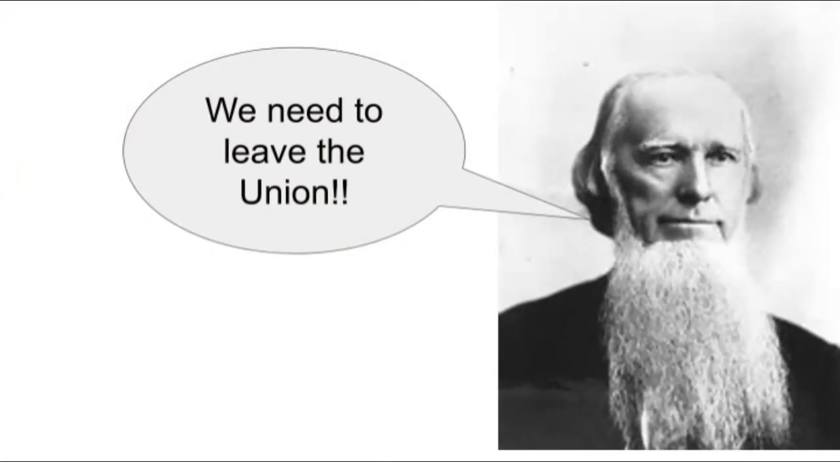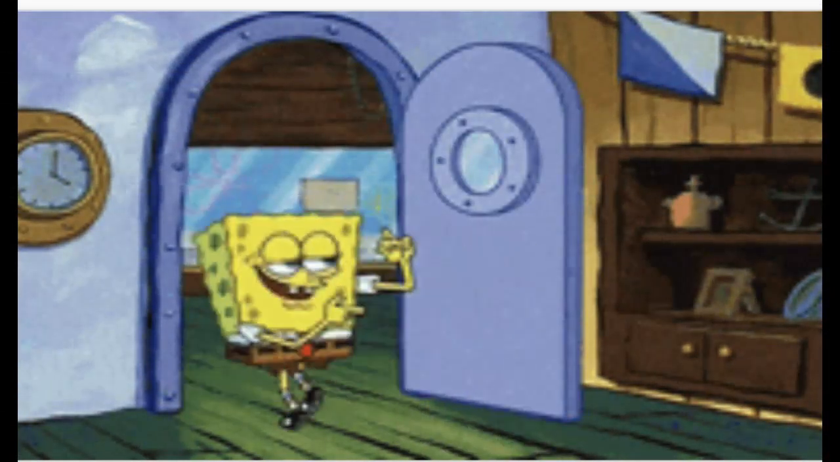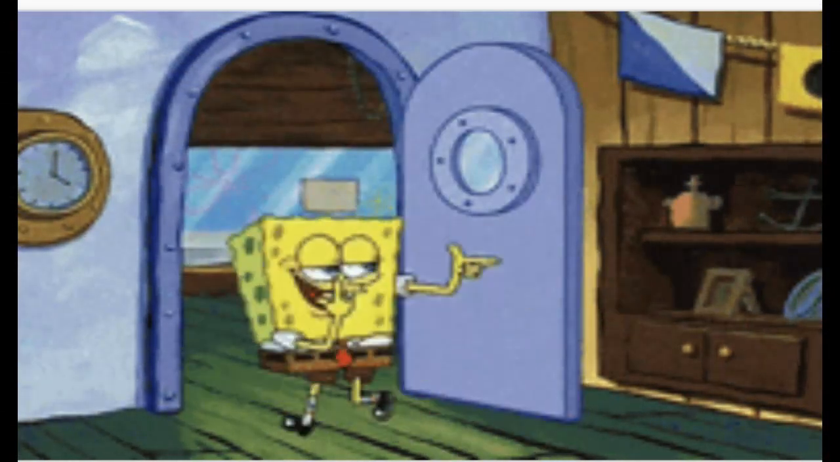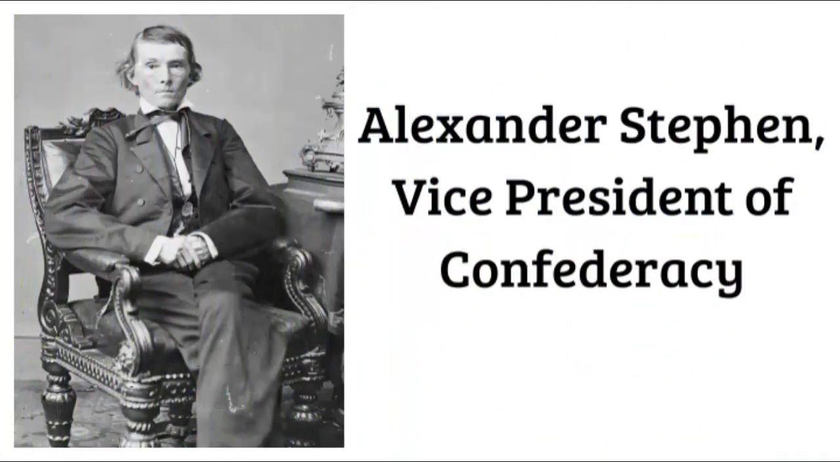Georgia Governor Joseph E. Brown gave a speech on how they should leave the Union. In the end, Georgia voted to leave the Union with a vote in the General Assembly of 206 to 89 in favor of seceding or leaving the Union. Once Georgia left the Union, Alexander Stephens was voted to be the Vice President of the Confederacy.